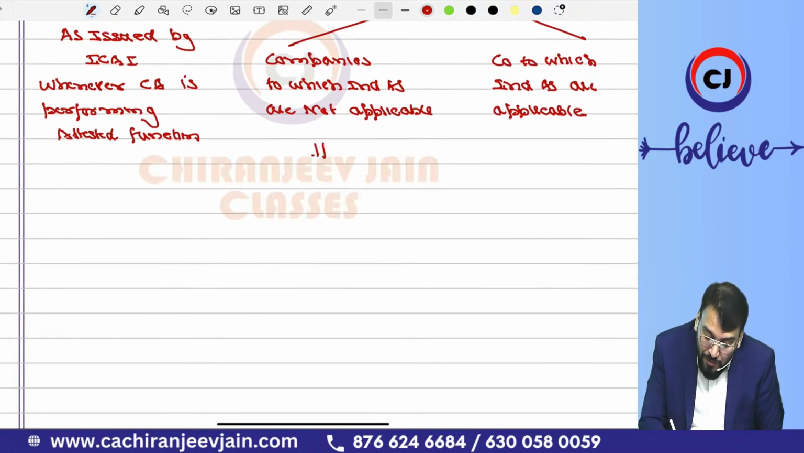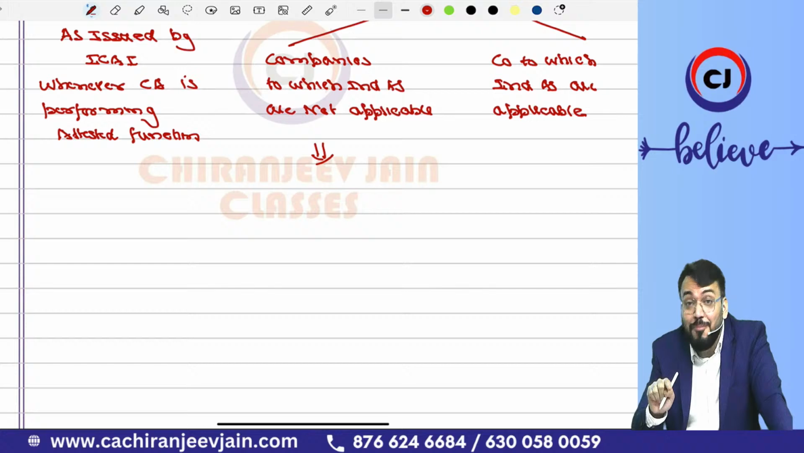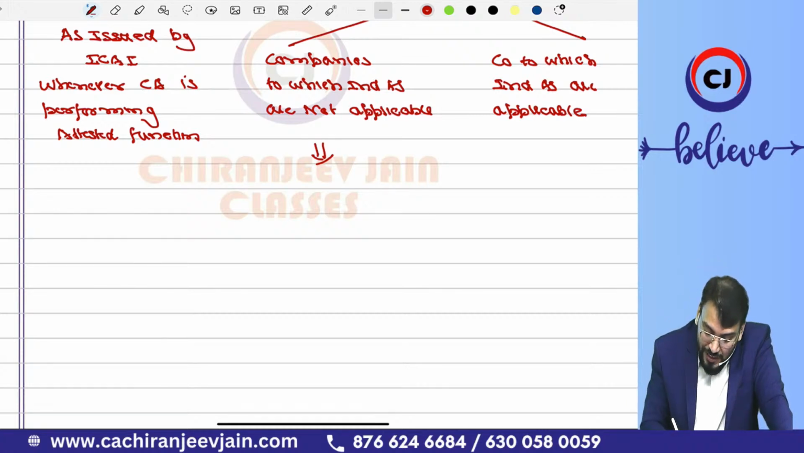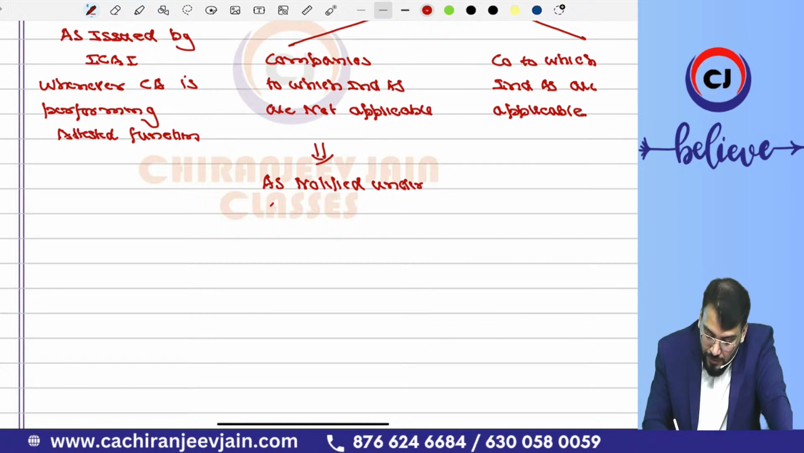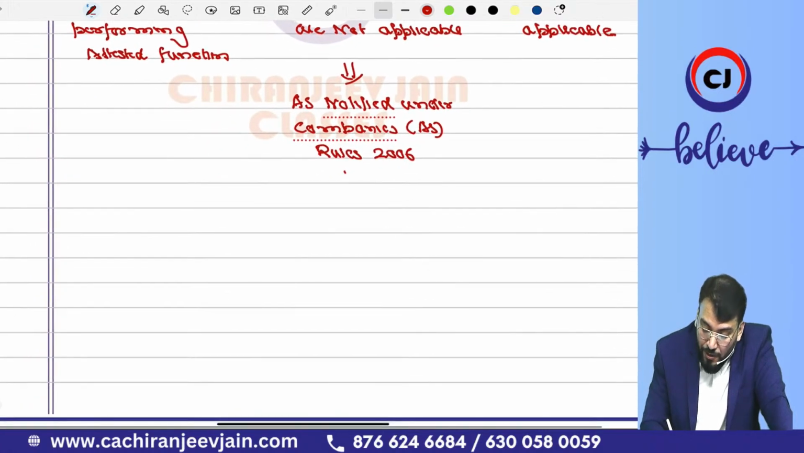To them, what will be applicable? What do you say? AS notified under Companies Accounting Standard Rules 2006. That is the perfect answer. If you say AS issued by ICAI, it will become wrong. Correct? So you will say AS notified under Companies Accounting Standard Rules 2006.